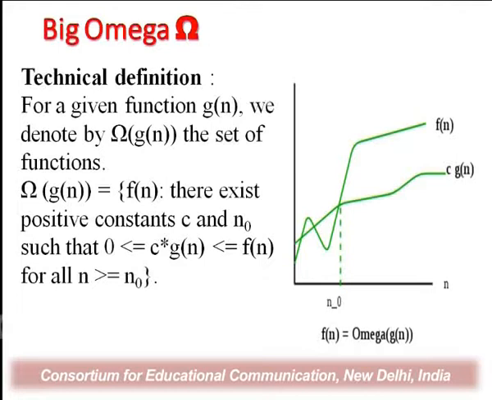So, coming to the technical definition, a function f of n is denoted by omega of g of n if there exist positive constants c and n0 such that all the values of f of n are greater than or equal to the values of g of n multiplied by the constant c.